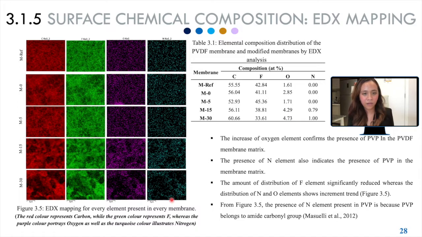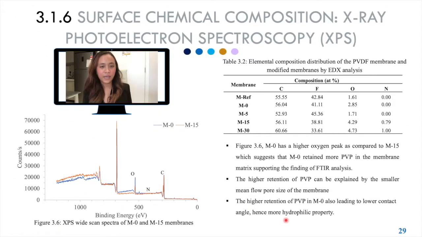From figure 3.5, the presence of an element in PVP is because PVP belongs to the amide carbonyl group. And next, for XPS, XPS is analyzed to further confirm the effect of extension time in enhancing the residual PVP in the PVDF matrix. From figure 3.6, M0 has a higher oxygen peak as compared to M15, which suggests that M0 retains more PVP in the membrane matrix, supporting the finding of FTIR analysis.